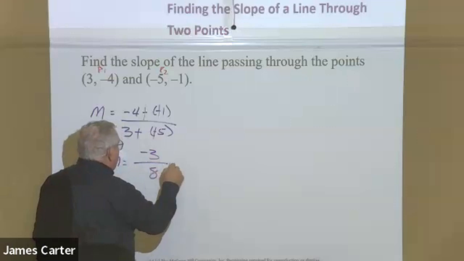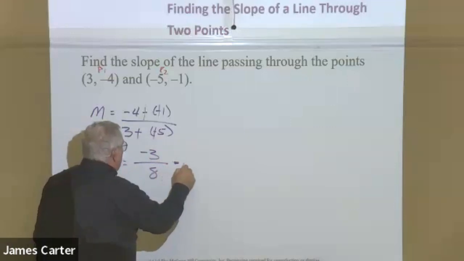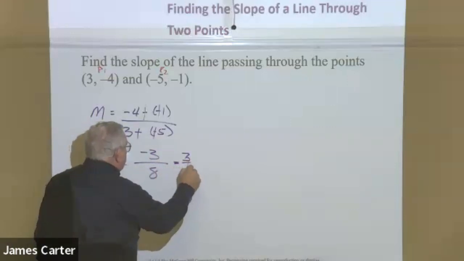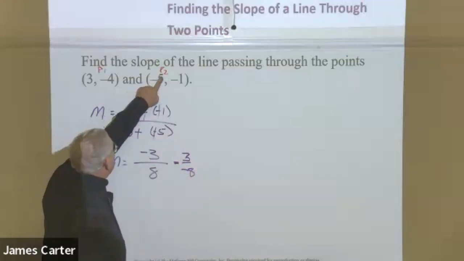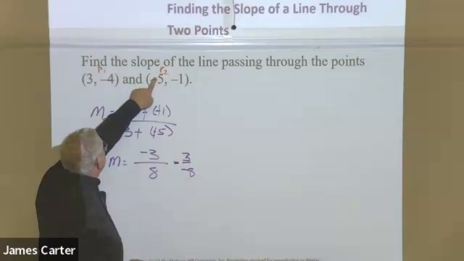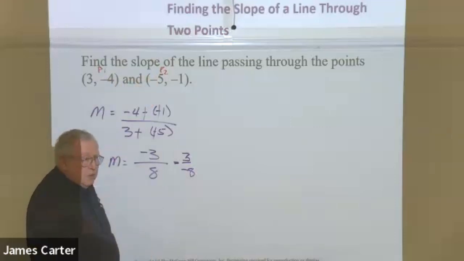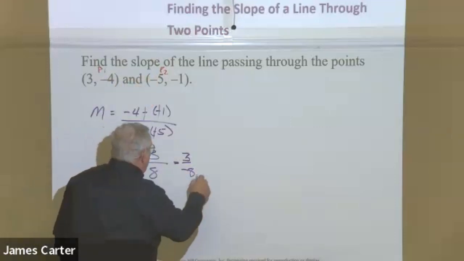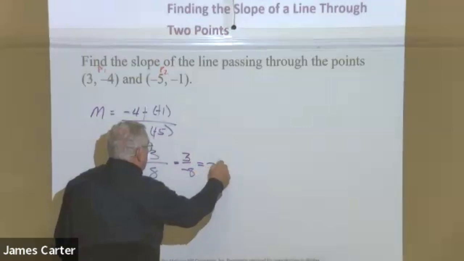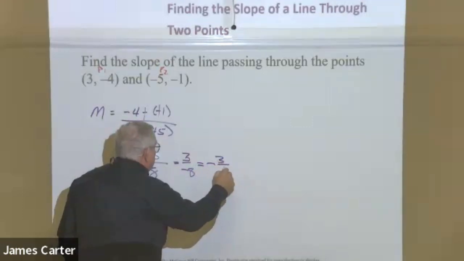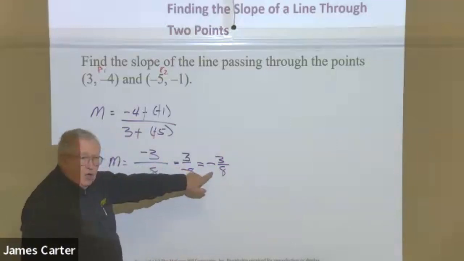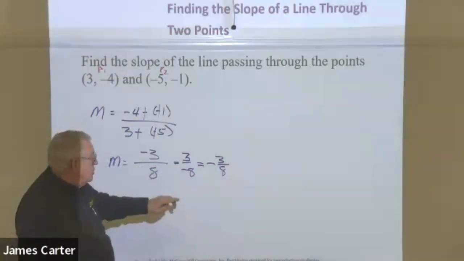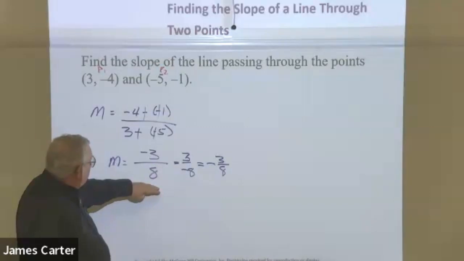Now, this -3/8 can be expressed also as +3 over -8, which is what you would have gotten if you had reversed those 2 point orders. Okay, and both of these are equal to just simply -3/8. These 3 values are all equivalent values, and it makes a difference when we're graphing.